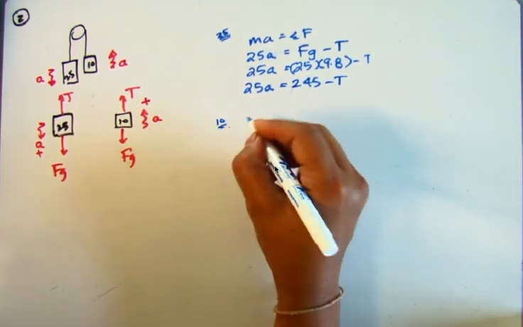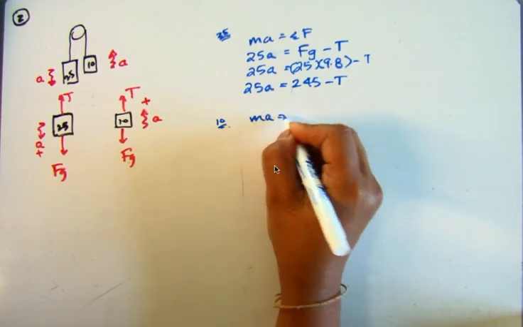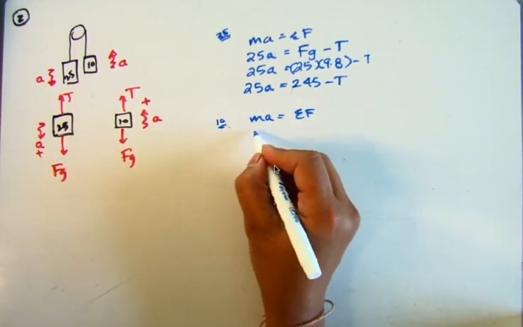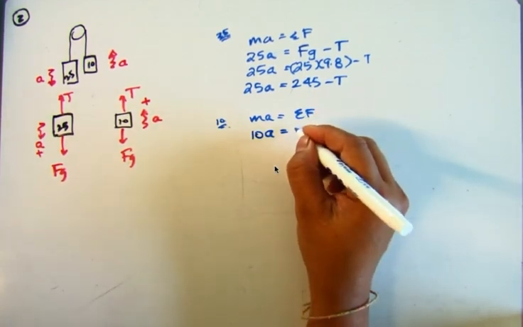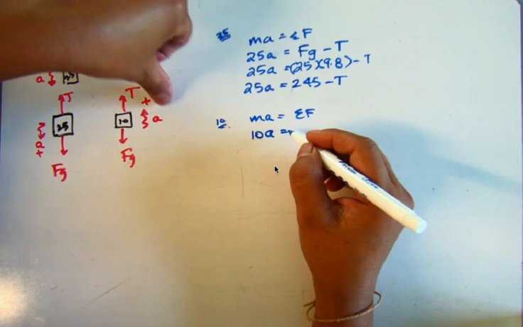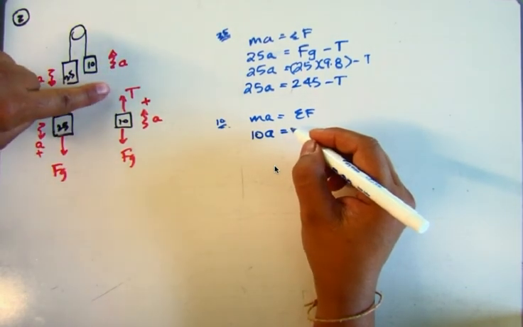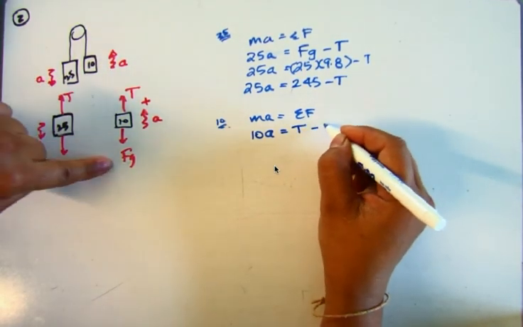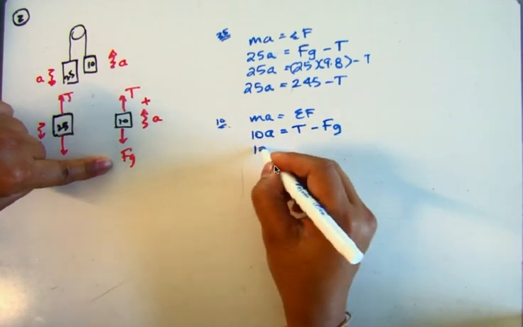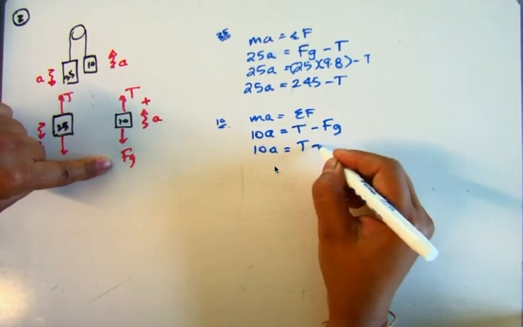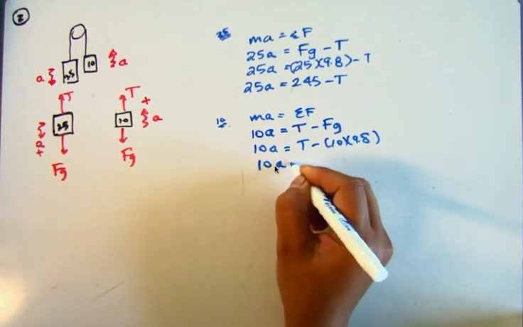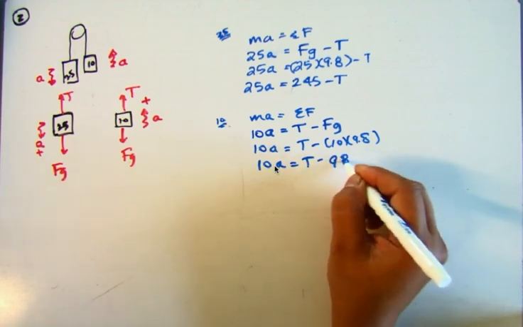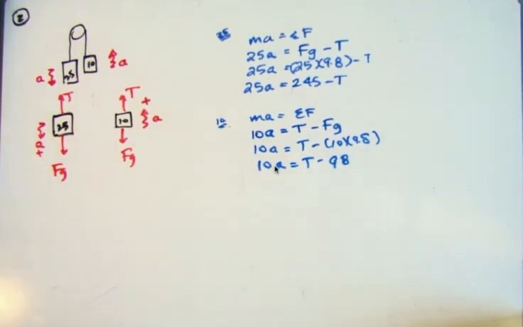Then looking at the 10, we do the same thing. ma equals the sum of the forces. So now since we're looking at the 10, it's 10a. The sum of the forces in this example is, now be careful with the sign convention here, this object's going to accelerate up. So tension is actually positive and FG is actually negative. So we get 10a equals T minus 10 times 9.8. So then 10a equals T minus 98. Again, that's as far as we can go with that because I have two equations and they both have unknowns.